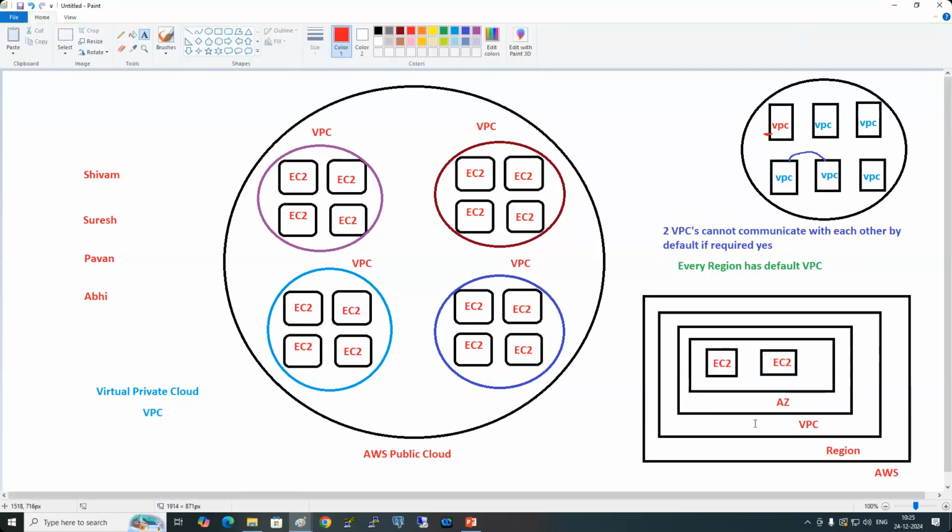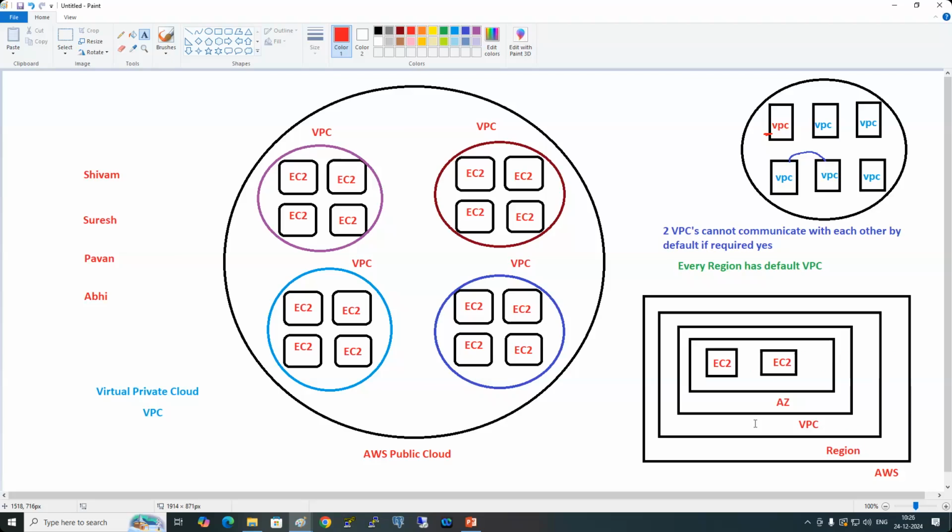Understood? Again, what is the outer layer? AWS. Inside AWS, region. Inside region, VPC. Inside VPC, availability zone. Inside availability zone, EC2. Again, you tell me: outer layer, AWS. Inside region, inside VPC, inside availability zone, inside EC2. So if you want to launch an EC2 instance, you have to go through all these things.